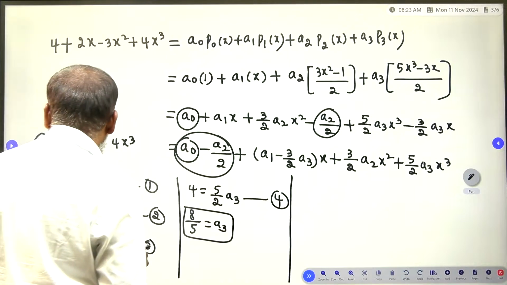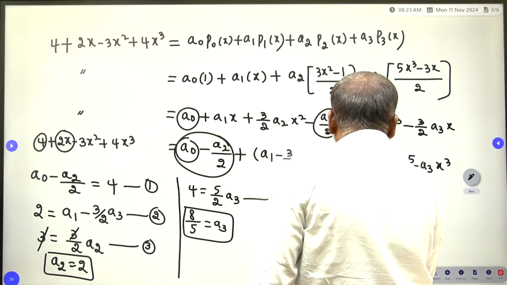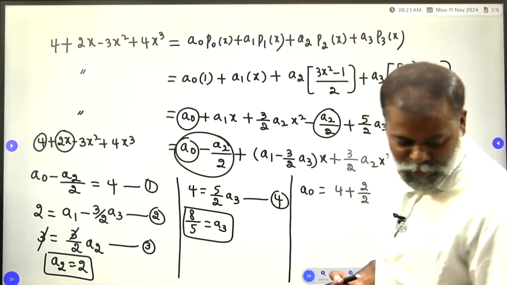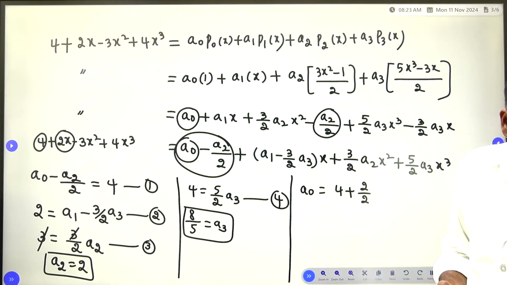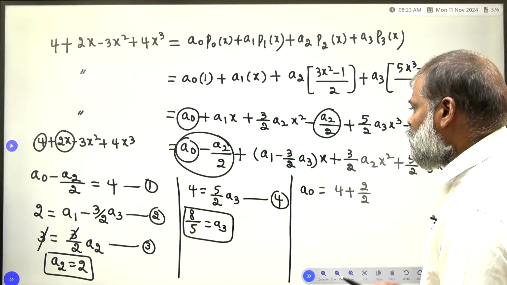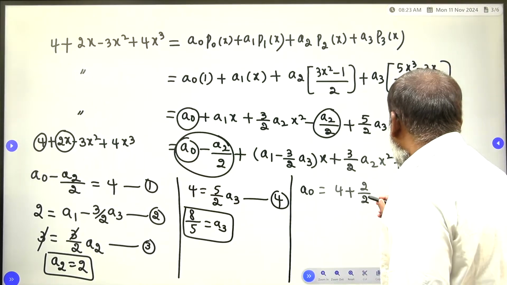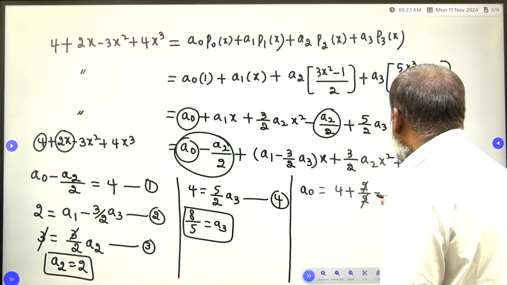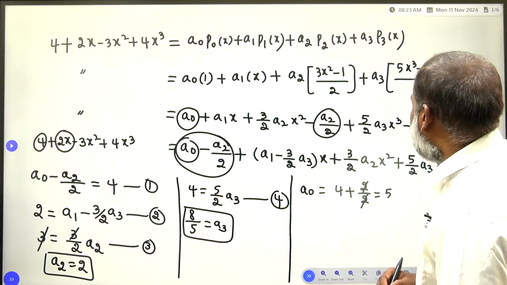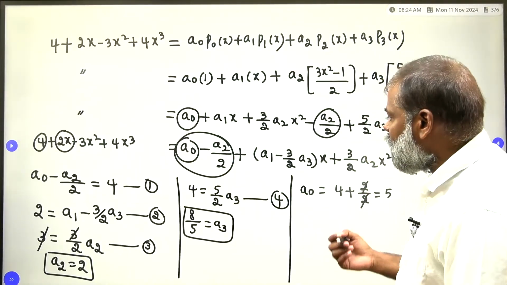If a2 is equal to 2, how do we substitute the a2 value? a0 is equal to 4 plus 2 divided by 2. How much value are we getting for a0? We take a0 minus a2 by 2 equal to 4, so a2 by 2 comes on the other side as plus. That value is 2 divided by 2. So 4 plus 1 is equal to 5. a0 is equal to 5. Here the constant term is a0 minus a2 by 2, correct? Whatever value it is, that is how we substitute.